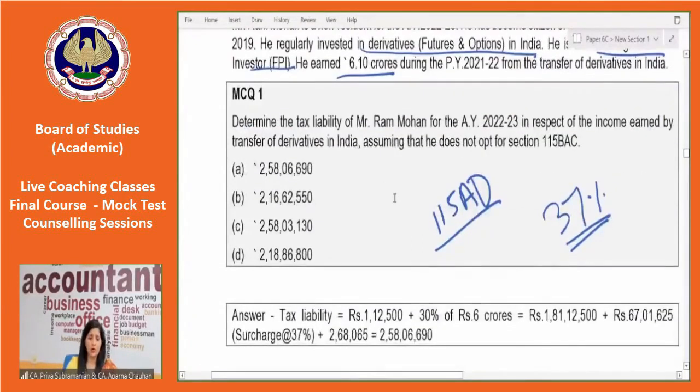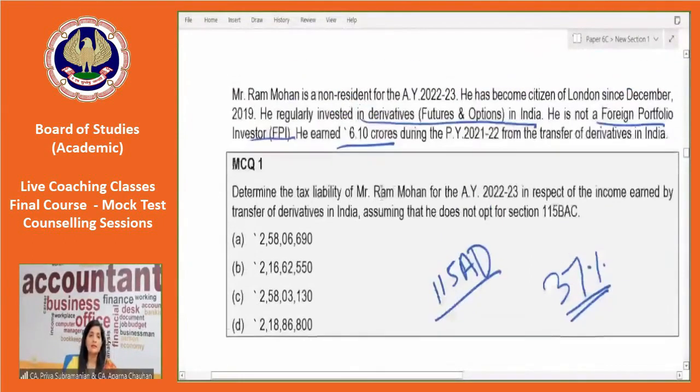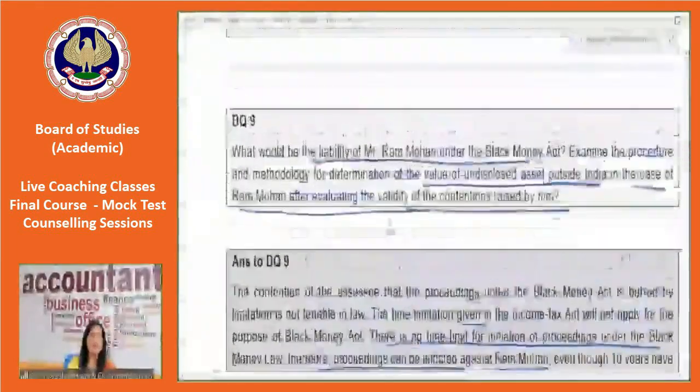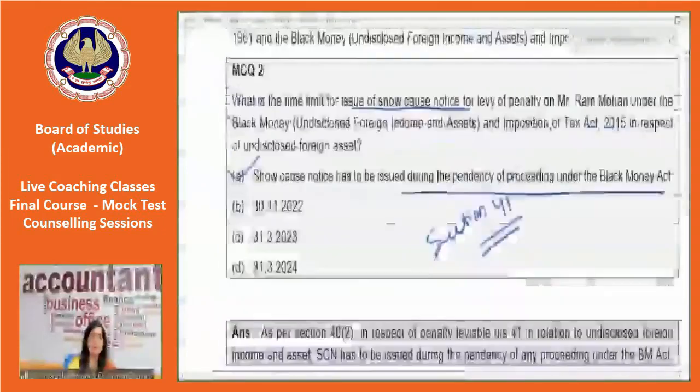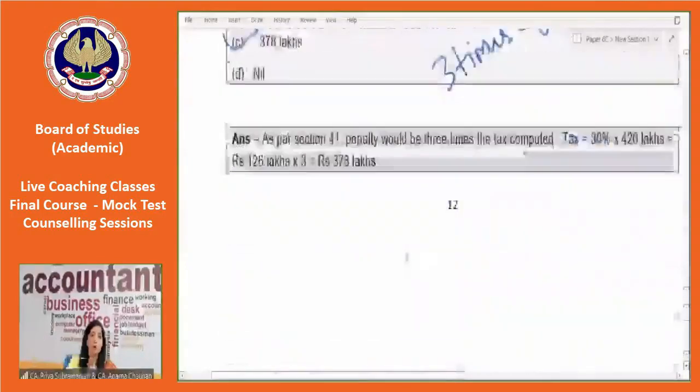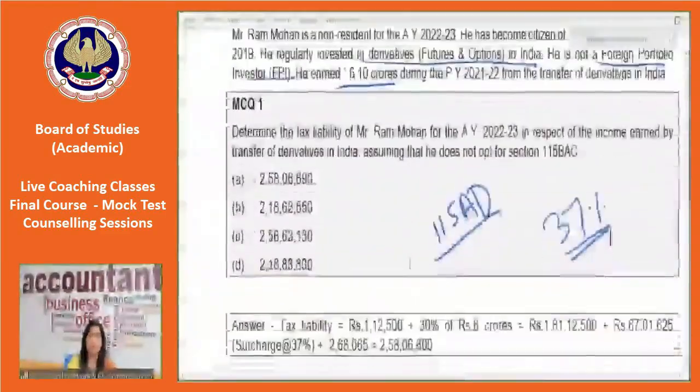On 6.10 crores, normal tax liability has to be computed at 30%. Then for Ram Mohan, the age is mentioned as 79 years. See, in the facts, 72 years is mentioned. Since he is a non-resident, he is not a senior citizen, and the higher basic exemption limit would not be available to him. Accordingly, the basic exemption limit of 2,50,000 has to be applied and tax has to be computed.